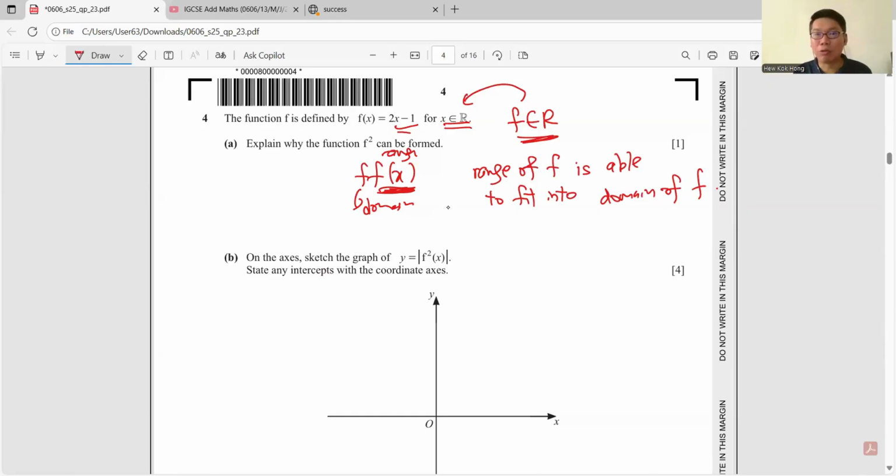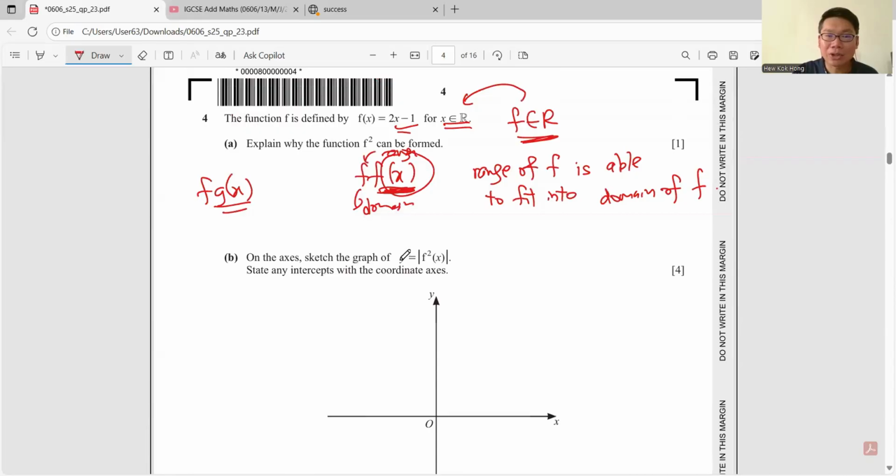Range of f is able to fit into domain of f. This question recently they come out. So if they change to fg(x), then you need to tell me the range of g is able to fit into the domain of f. Always the inside's range can fit into the domain of the outside.